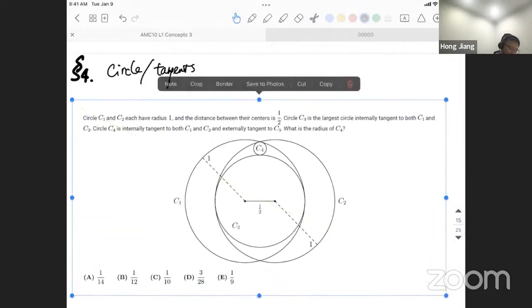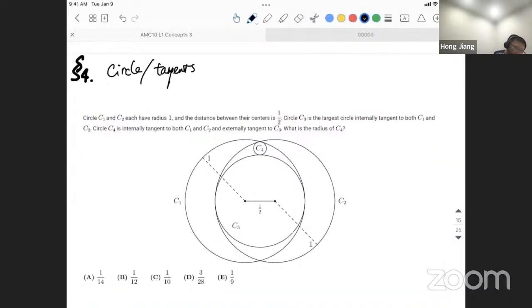So this is a problem also from 2023, AMC 10A, question number 22. The problem says you have 2 circles, C1 and C2. Each of them has a radius 1.